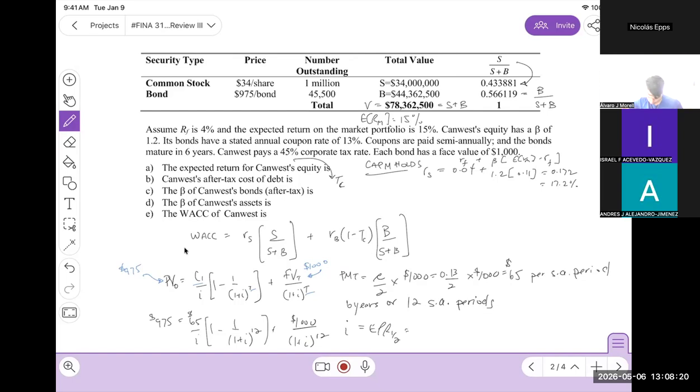So you're going to put N, which is 12; I is what we want; PV is negative 975, don't forget; payment is 65 to be received; and also to be received is the $1,000, FV. Payments are positive.